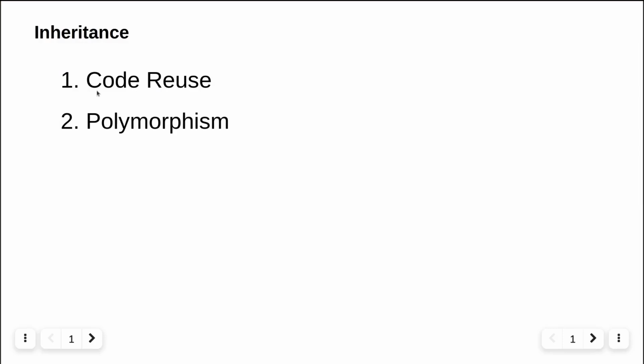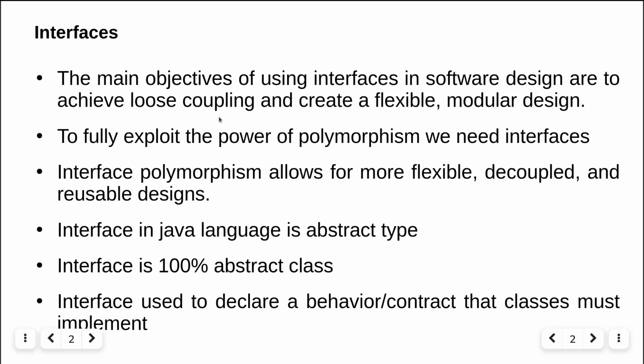In our previous class, we have already discussed inheritance, which can be used for code reuse and for polymorphism. Today, let us see interfaces. The main objectives of using interfaces in software design are to achieve loose coupling and create flexible and modular designs. We have already discussed polymorphism while discussing inheritance. To fully exploit the power of polymorphism, we need interfaces. Interface polymorphism allows for more flexible, decoupled, and reusable designs.